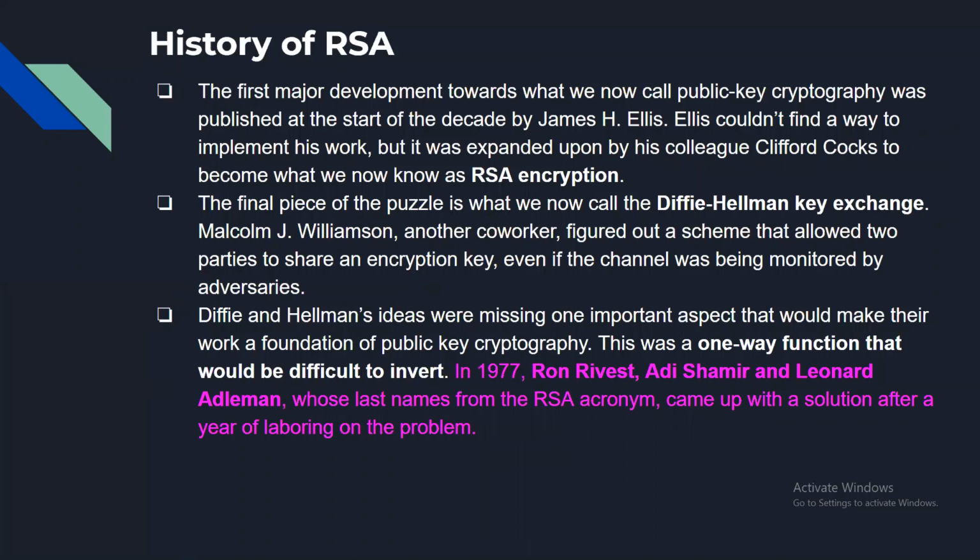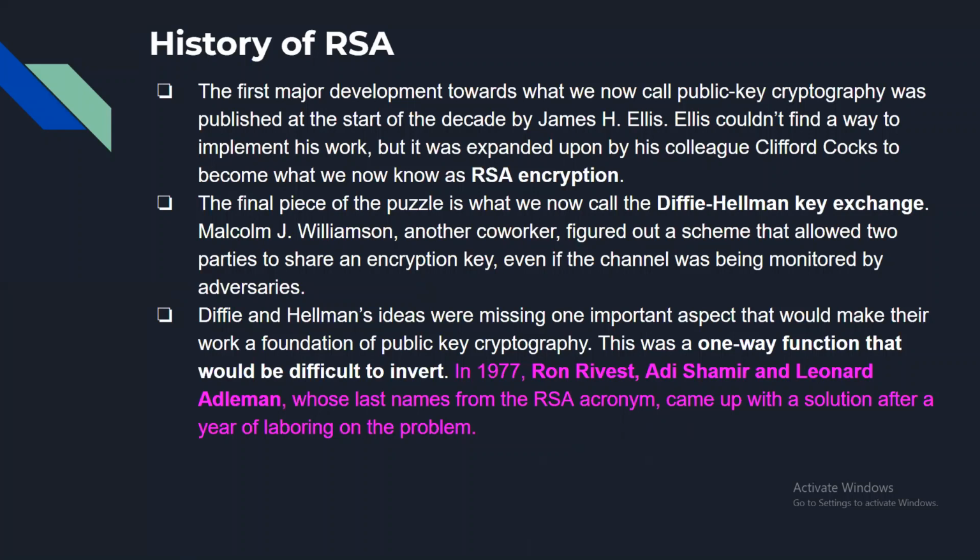Now, if I talk about some history of RSA, as I told you, this was given by three people, and now we call it public key cryptography. That was given at the start of the decade by James H. Ellis, because he couldn't find a way to implement his work, and that was expanded by his colleague Clifford Cocks into what we now know as the RSA algorithm and the encryption.